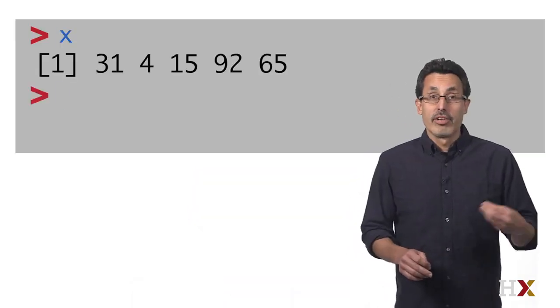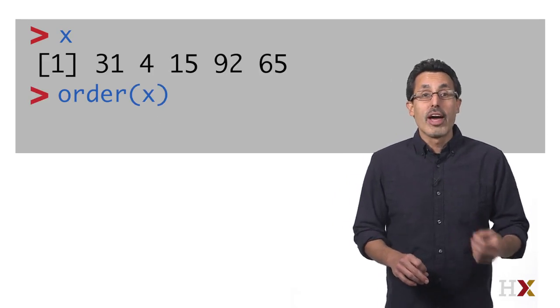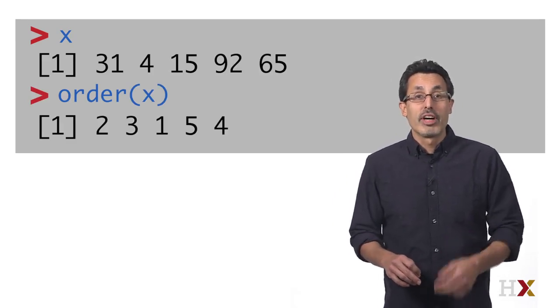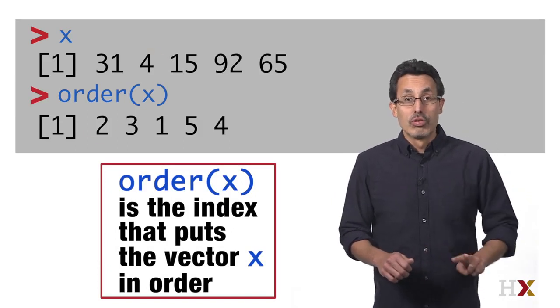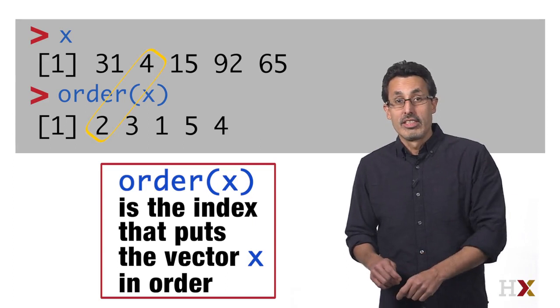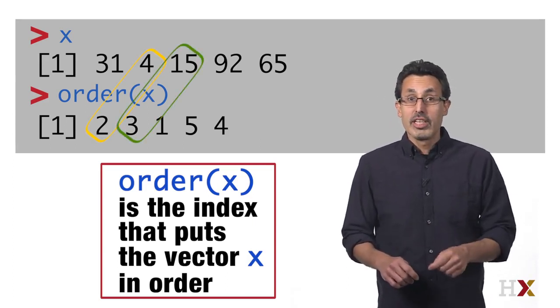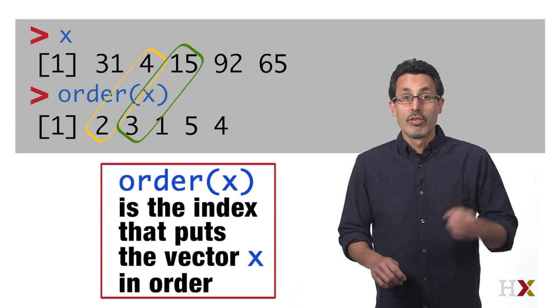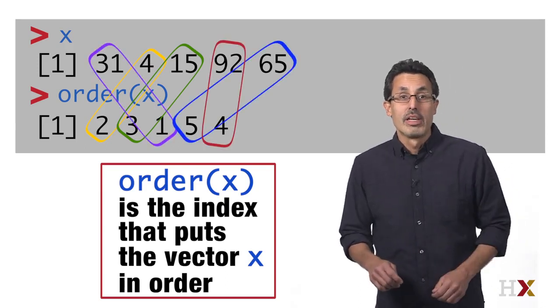If we look at the object index, we see why it works. Look at x: 31, 4, 15, 92, 65. If I type order x, I get 2, 3, 1, 5, 4. This is the index that puts x in order. 2 is the first entry because the second entry of x is 4, which is the smallest number. The second smallest is 15, which is in the third location. So 3 is the second entry of order x, etc.